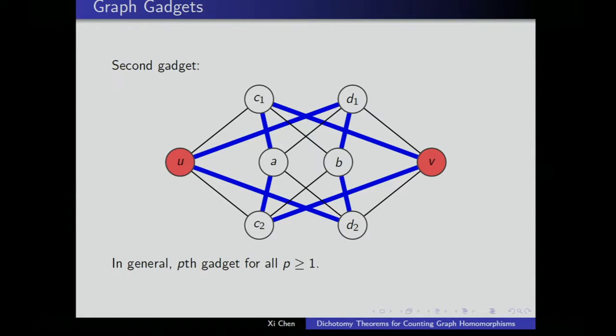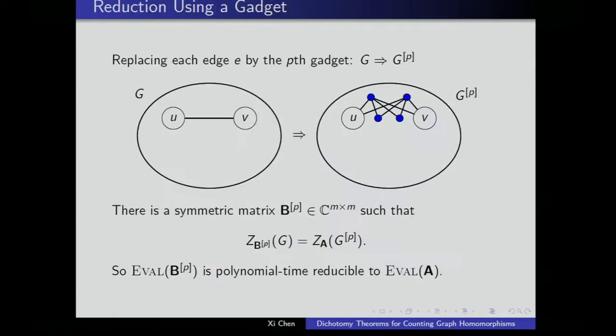So we always have one copy of A and B, but when P goes up, we have more and more pairs. And the P gadget has C1, D1, C2, D2, up to CP and DP. So this is how we construct the P gadget for every positive integer P.